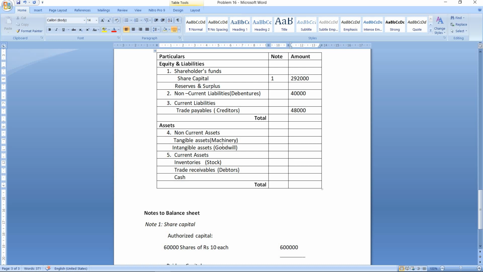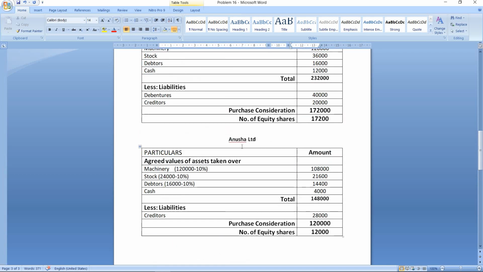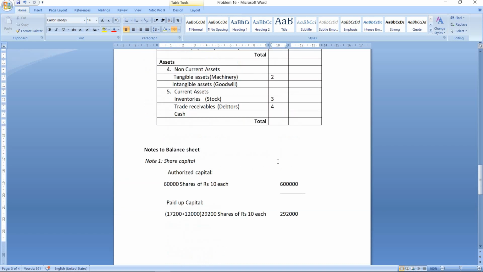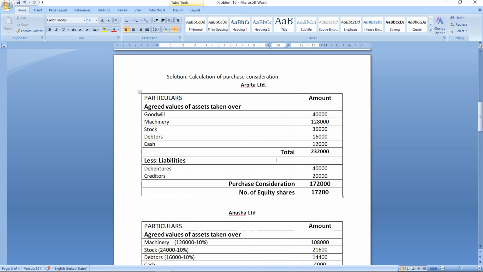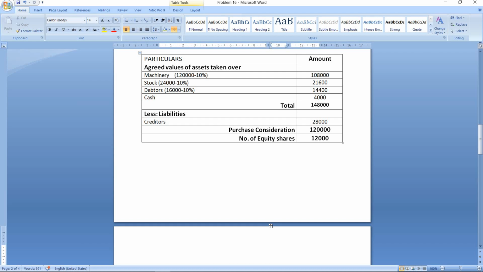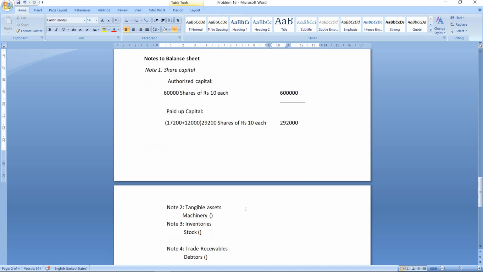Alright. Next we will take the assets. Assets, in that tangible assets first is machinery. So we will pass a note for machinery, that is tangible asset machinery. Now which value to take of machinery? We have to take the new values that we have taken here while calculating purchase consideration. So for Arpita Limited the value of machinery is 1,28,000 and that of Anusha Limited it is 1,08,000. So this we have to take it in the balance sheet.